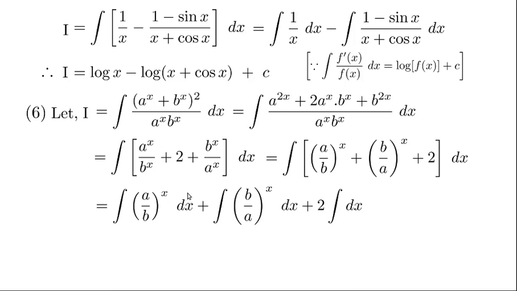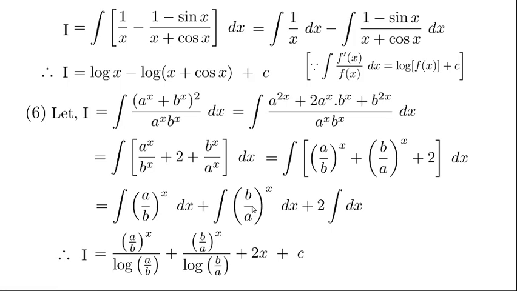Now this behaves like a raised to x. So integration of a raised to x is a raised to x upon log a, and in place of a we have got a by b, and here we have got b by a. Therefore what we get is I equal to (a upon b) whole raised to x upon log of a by b, plus (b upon a) whole raised to x upon log of b by a, plus 2x plus c.